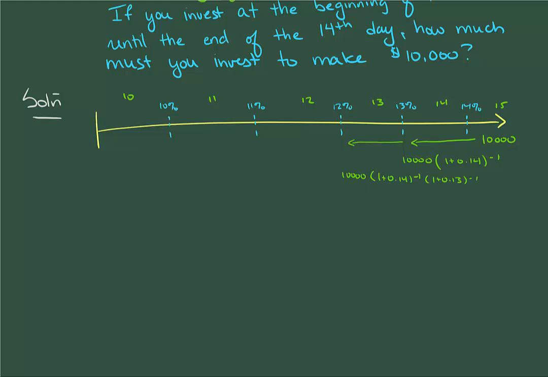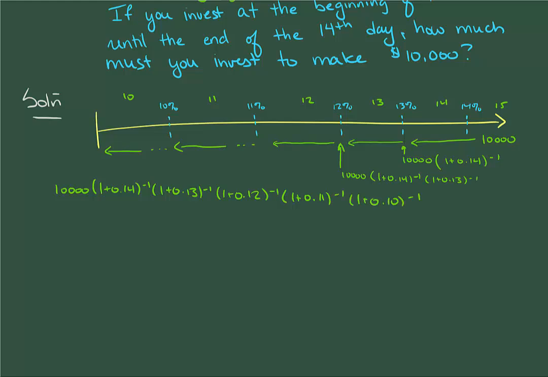And we're just going to keep on doing this, yada, yada, yada, as we move back in time. I don't want to write it all out. But eventually, we get back to the beginning of the 10th day. And in doing so, we pick up this (1 + r)^-1 factor for each compounding event that we pass through. So you can go through and work this out on your calculator, and you'll get $5,676.53.